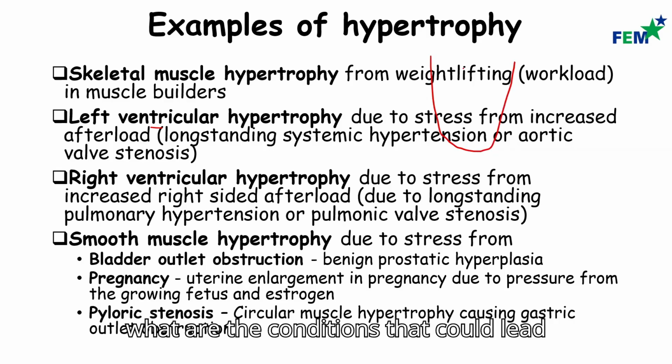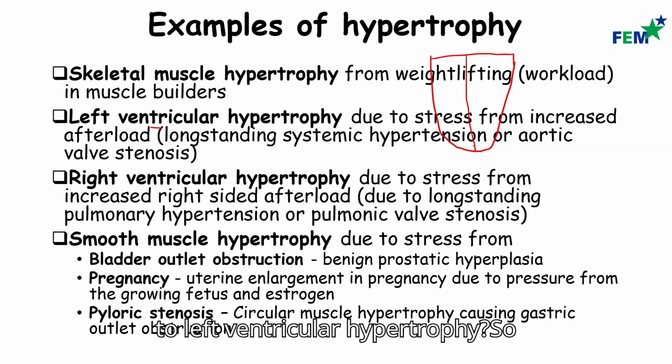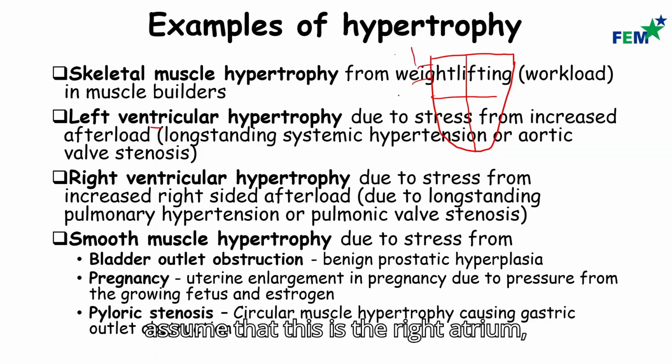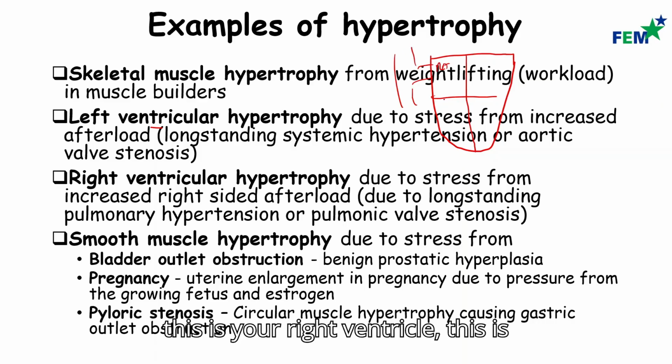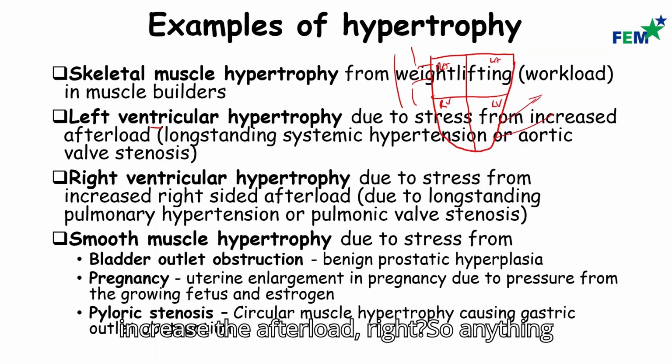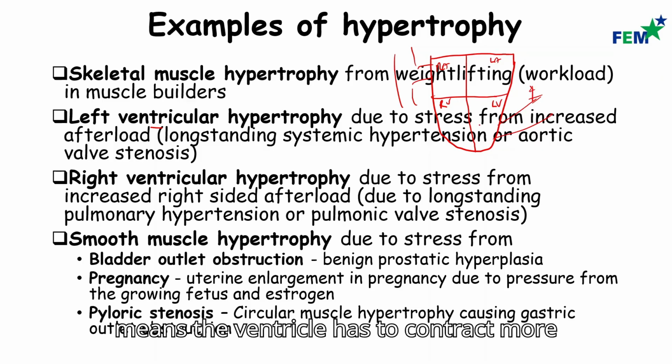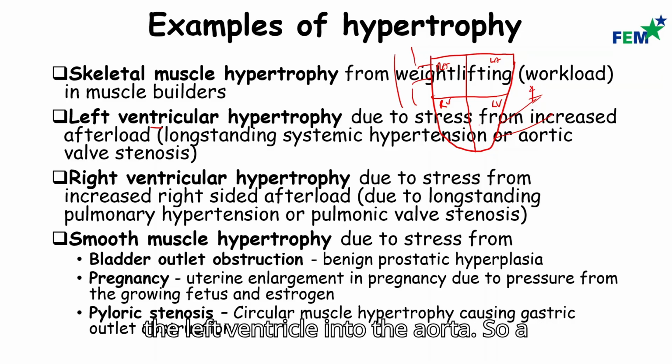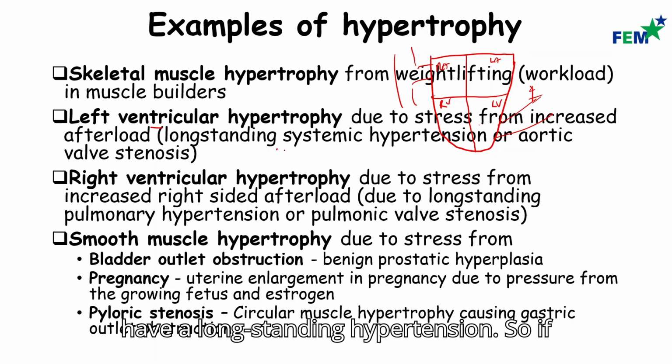What are the conditions that could lead to left ventricular hypertrophy? Looking at my diagram here, let's assume this is the right atrium, this is your right ventricle, this is the left atrium, and this is the left ventricle. If somebody has anything that could increase the afterload, that means the ventricle has to contract harder to be able to push the blood from the left ventricle into the aorta. A classic example would be somebody who has long-standing hypertension.